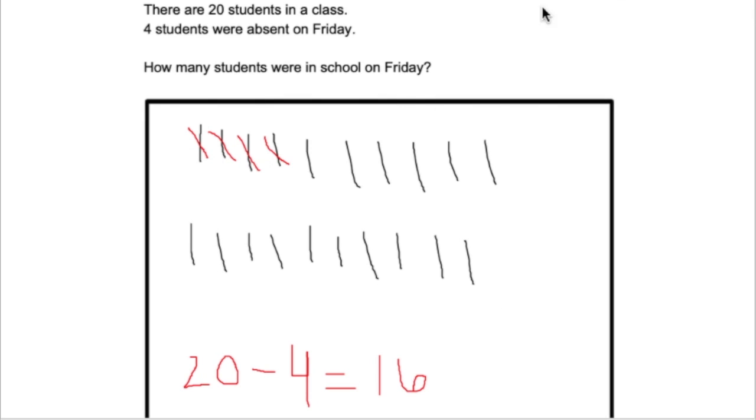Now here's a friend's work. You'll see this friend put a bunch of tally marks. They crossed out 4 because they knew that we were subtracting. And they put 20 minus 4 equals 16. Now this friend is almost right. Their number sentence is right. I'm assuming that their picture is right, but I want us to look at another friend so that you can see the difference.